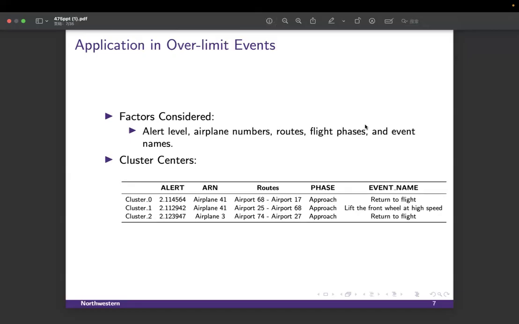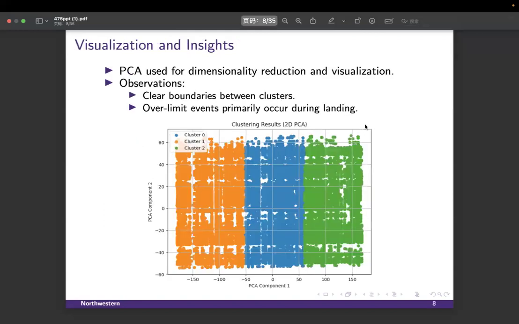So we will introduce the application in our actual data set, which is the over-limit events. We consider several factors, including alert level, the airplane numbers, routes, flight phases, and event names. After applying K-means clustering, we can derive the cluster center for each cluster. And finally, we visualize the cluster results. We can see clear boundaries between clusters. To visualize the cluster result, we use principal component analysis to reduce the dimension to two dimensions.